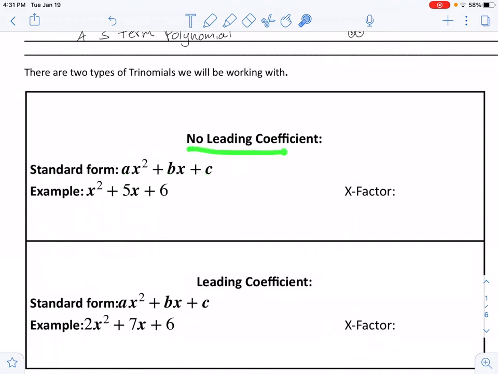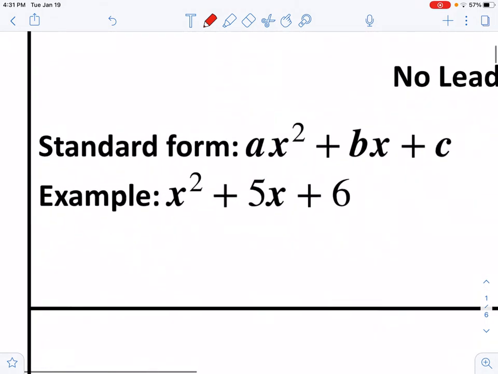So no leading coefficient is really a coefficient of 1. I'm going to make a little side note here. A leading coefficient is just the number that is next to our variable, and leading being our first number. So a leading coefficient of 1. And we know with ones we don't write that. So if we look at our example here for standard form, this is always going to be 1 when we have no leading coefficient.